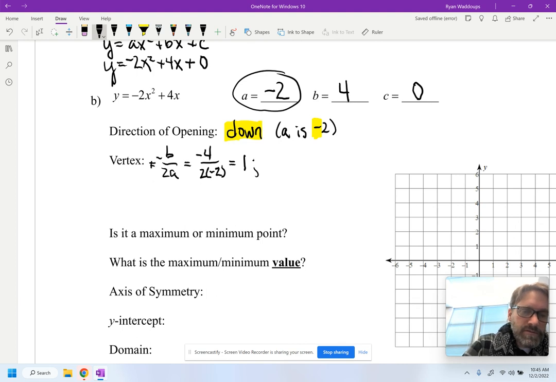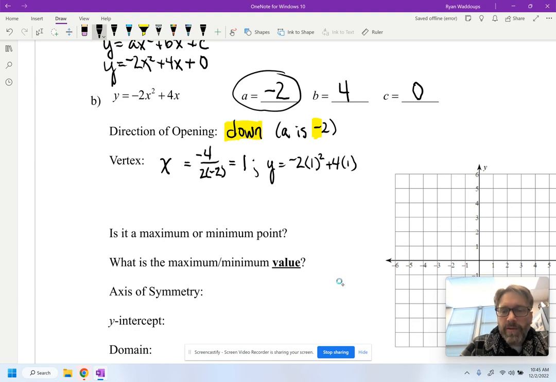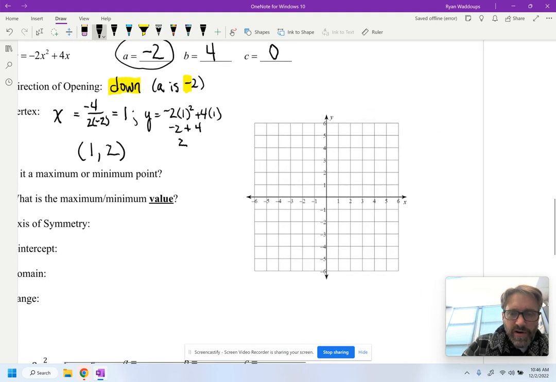Sorry, I'm going to erase this. This is our x coordinate. And y then is, when we take that one value, we put it back into the original equation. Negative 2 times 1 squared plus 4 times 1. And then we evaluate. Negative 2 times 1 is negative 2. And 4 times 1 is 4. Negative 2 plus 4 is 2. So our vertex is the point (1, 2).